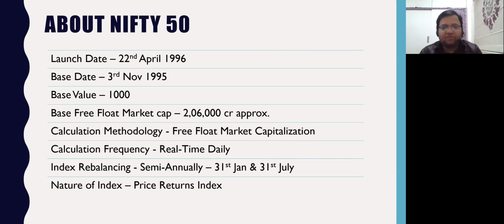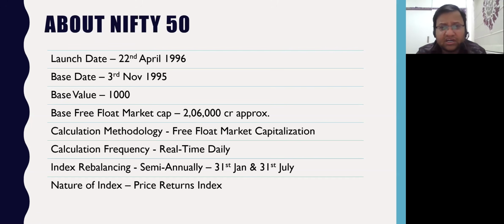It is calculated using the free float market capitalization method on a real time basis every day, and there is an index rebalancing done on 31st Jan and 31st July. Like new stocks are added or existing stocks are removed, but that does not happen on every 31st Jan and every 31st July. If the criteria are met by new companies, then it happens. Since 1996 till now, around 16-17 times only the index has been rebalanced. ऐसा मतलब नहीं कि हर साल हर बार ये rebalancing होता है. So 24 years में twice, 24 into 2, 48 times rebalancing होना चाहिए था. 48 times हुआ ही नहीं है. 16 times only the index has undergone a change.